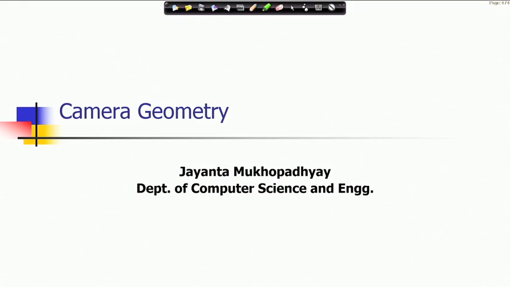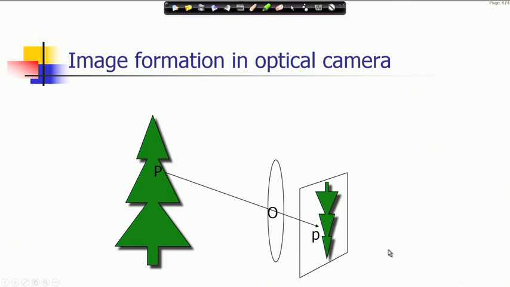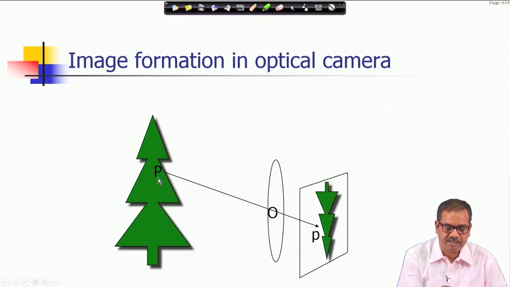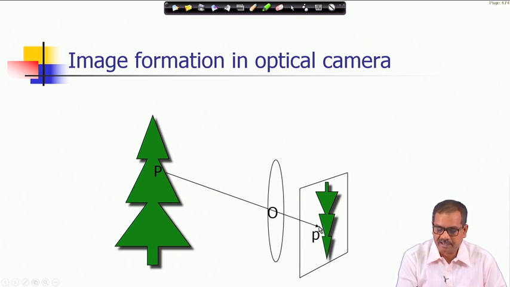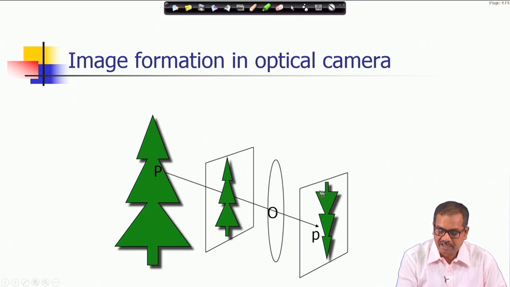In this lecture, we will discuss camera geometry. We have already discussed how a three-dimensional scene point is mapped to a two-dimensional image point. Here, as we know, if I consider a three-dimensional scene point P, then from there if I draw a straight line which passes through the center of lens and which intersects the image plane at another point, some small p, that forms the corresponding image point.